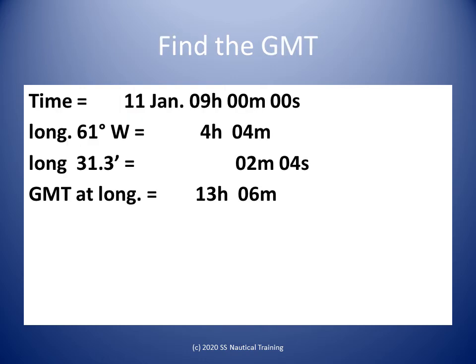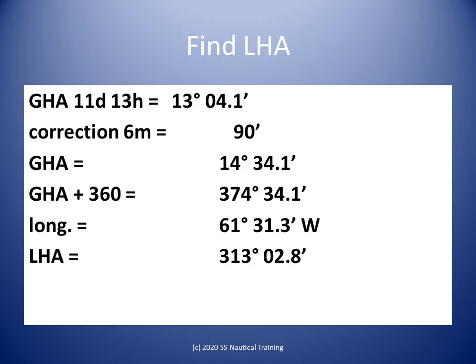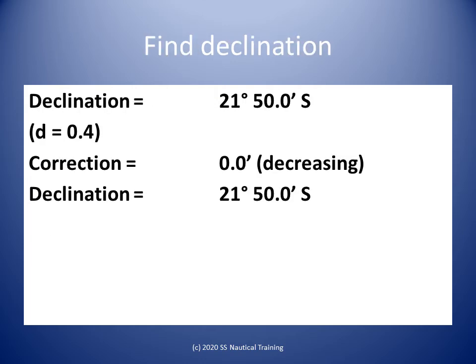The arc to time table is used to convert the ship's time to GMT at the ship. The LHA of the sun is found using the GHA from the almanac and the longitude. We find the declination using the almanac, and apply the D correction, if necessary. Pay attention to the trend, increasing or decreasing, of the declination, to know whether to add or subtract the correction.